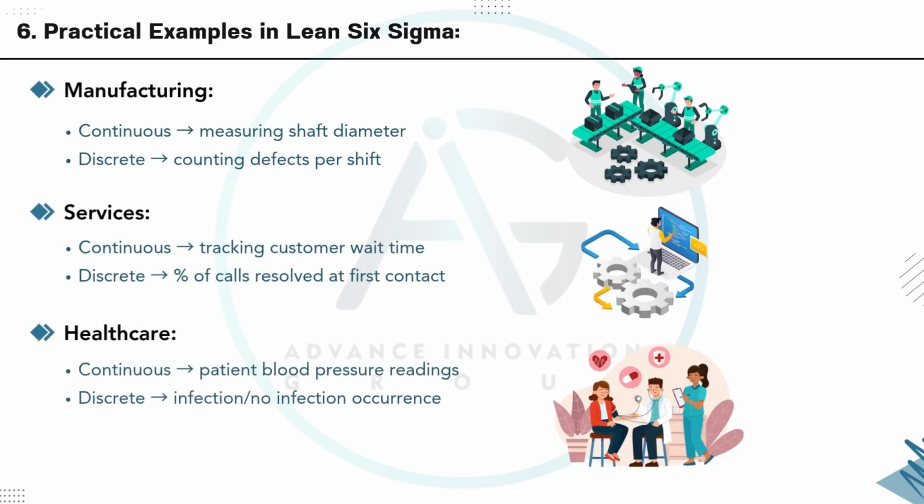Practical examples in Lean Six Sigma. Let's bring it all together with some practical examples from real-world Lean Six Sigma applications. Starting with manufacturing. A continuous data example would be measuring the diameter of a shaft. This type of measurement allows us to detect small variations that could affect product quality. A discrete data example is counting the number of defects per shift. This is a count. You either have a defect or you don't.